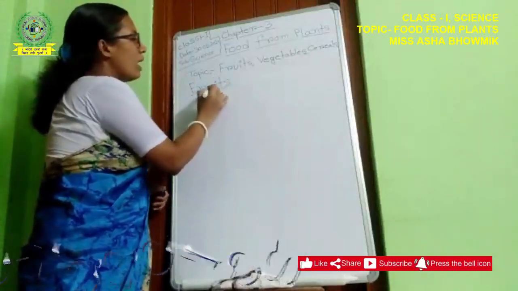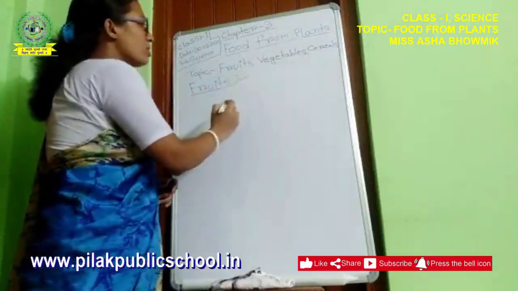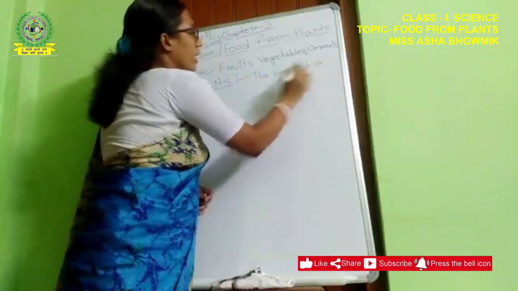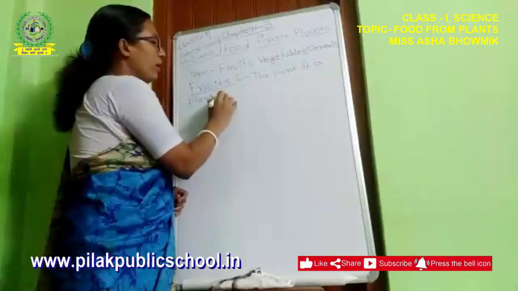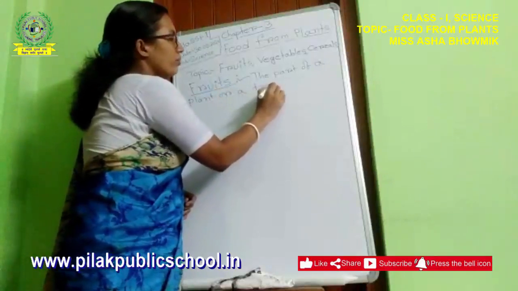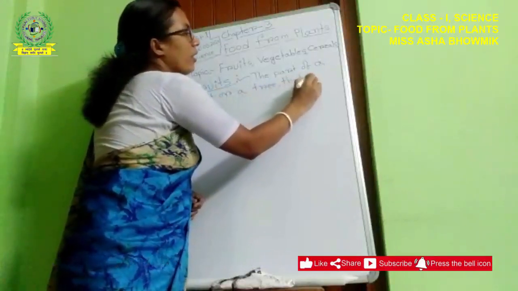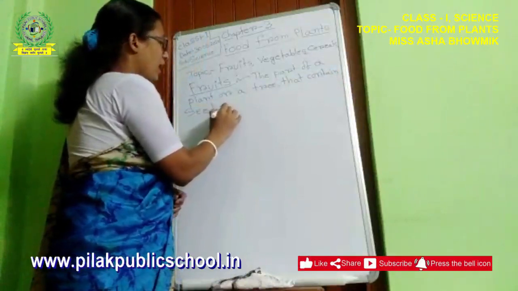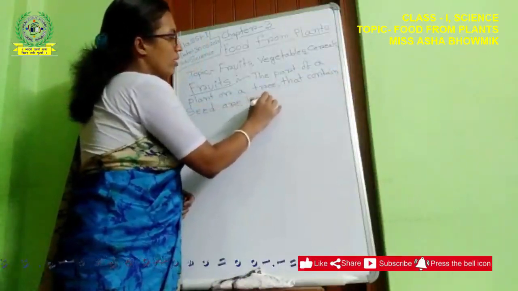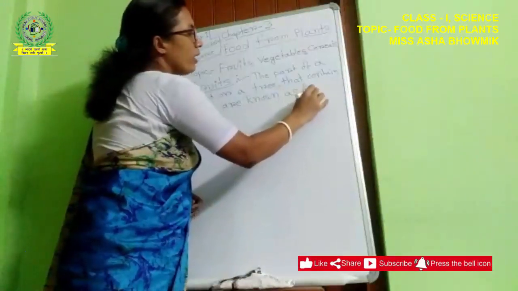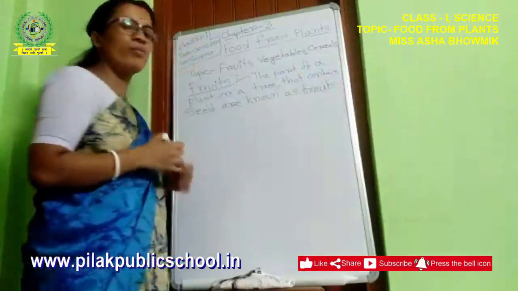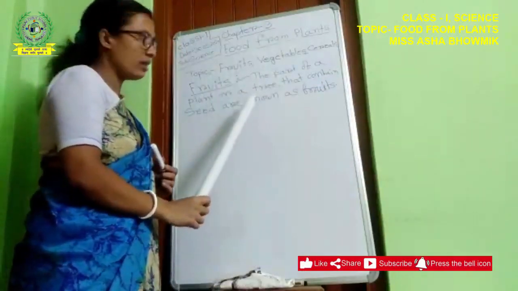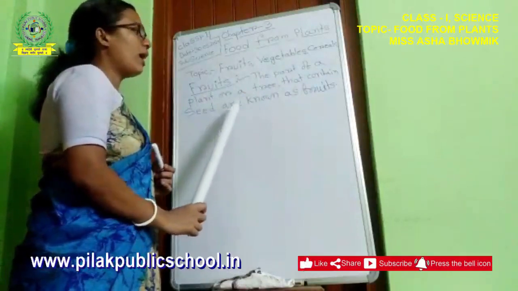Fruits, F-R-U-I-T-S. Do you know the definition of fruits? Fruits are the part of a plant or a tree that contain seed are known as fruits. Okay. Now I give the definition of fruits. What is a fruit? Fruits are the part of a plant or a tree that contain seed are known as fruits.